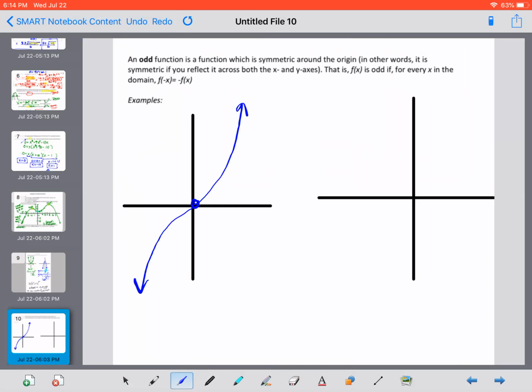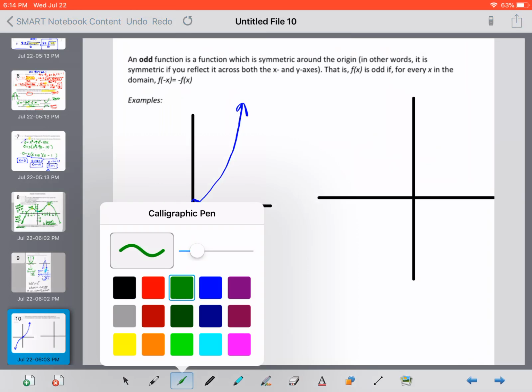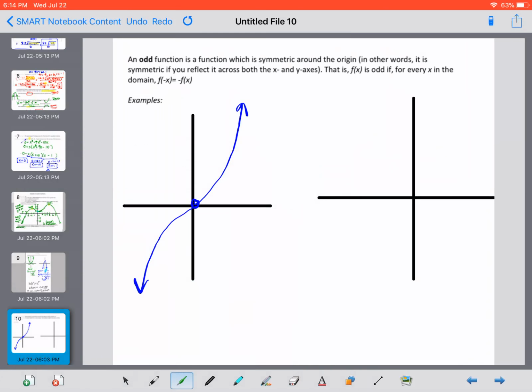Just to show you how that works, reflecting it across the x-axis would give me this. And then reflecting that green dotted line across the y-axis would give me this. So doing both reflections, you have to do both, gets you the original equation back again. Well, what function is this? This, of course, is the x cubed function.